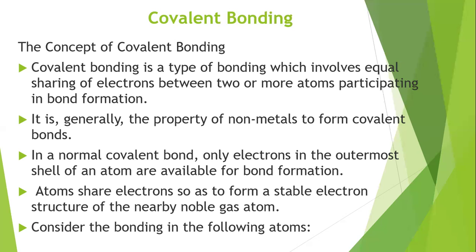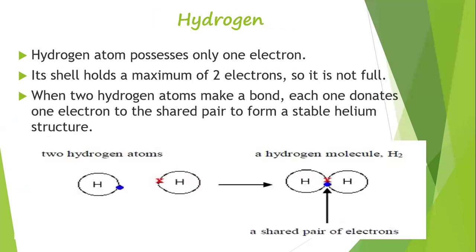Now consider the bonding in the following atoms, starting with the first one, that is hydrogen. The hydrogen atom possesses only one electron. Its shell holds a maximum of two electrons. Now, when two hydrogen atoms make a bond, each one donates one electron to the shared pair to form a stable helium structure. So this is how it looks.